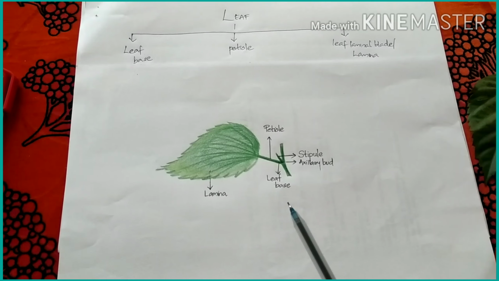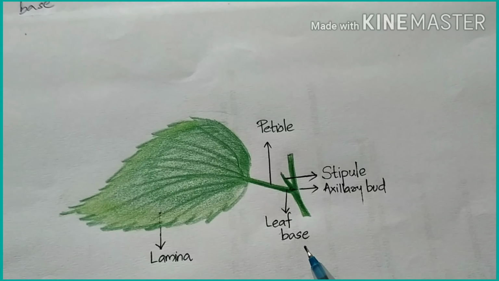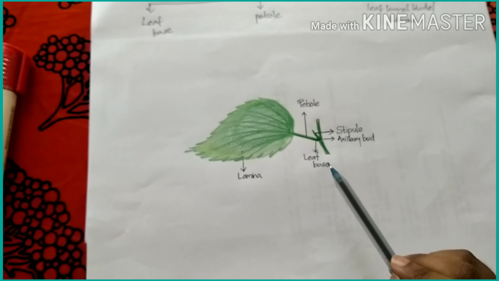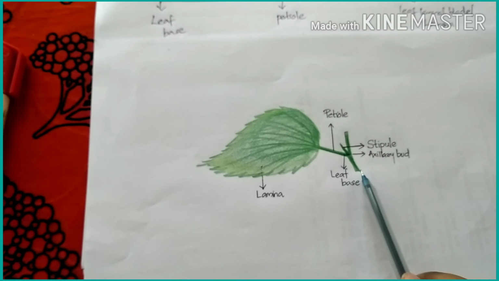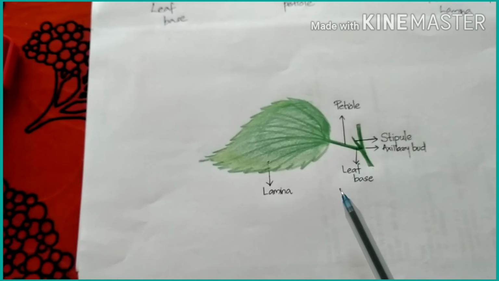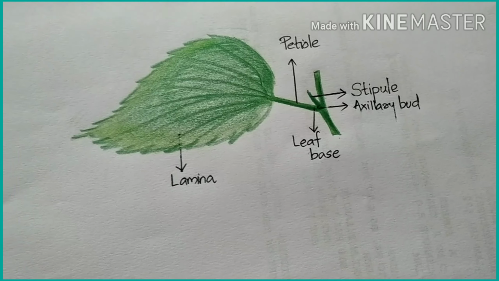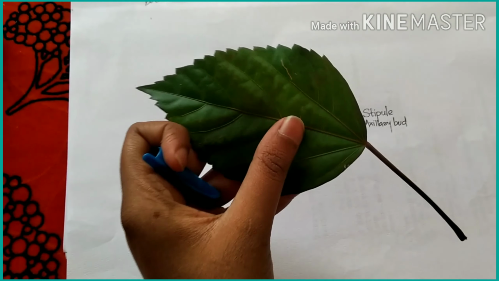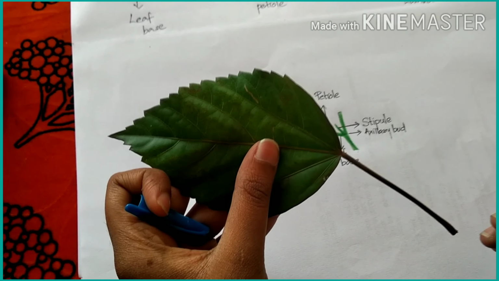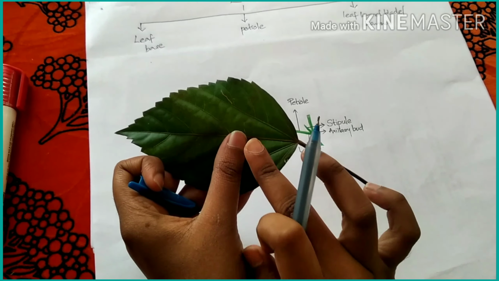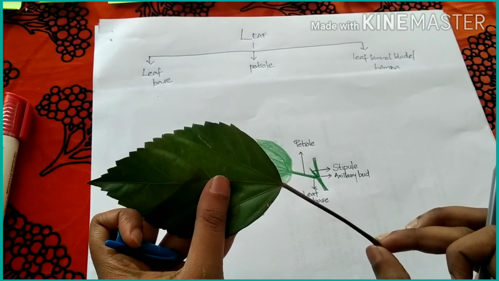Now let's discuss the leaf base. The lowermost part of the leaf which connects the leaf or the petiole to the node of the stem is called the leaf base. So this is the leaf base. In a typical leaf, the lowermost part of the leaf which connects the petiole to the node of the stem is called the leaf base.